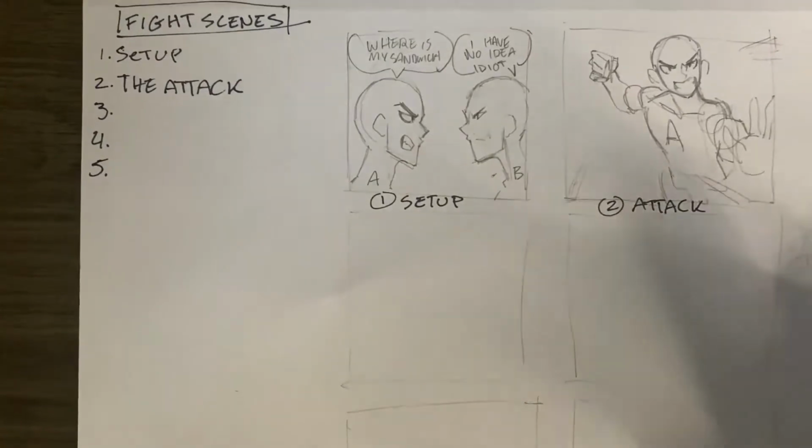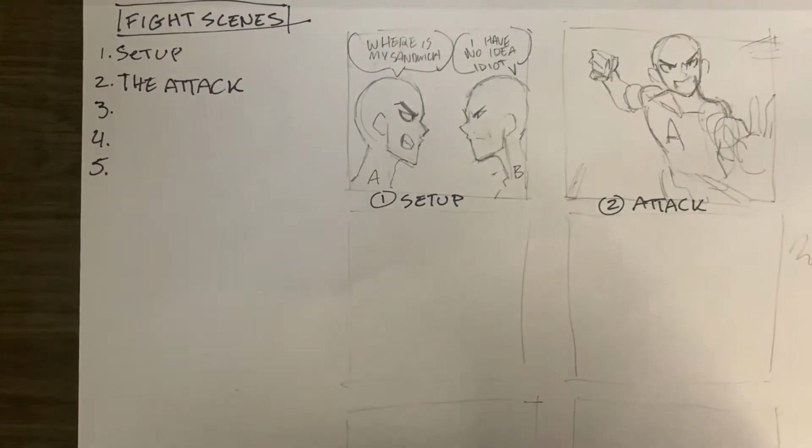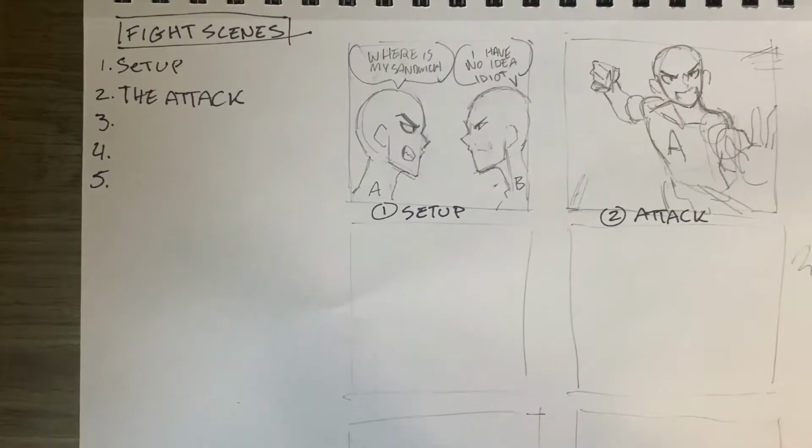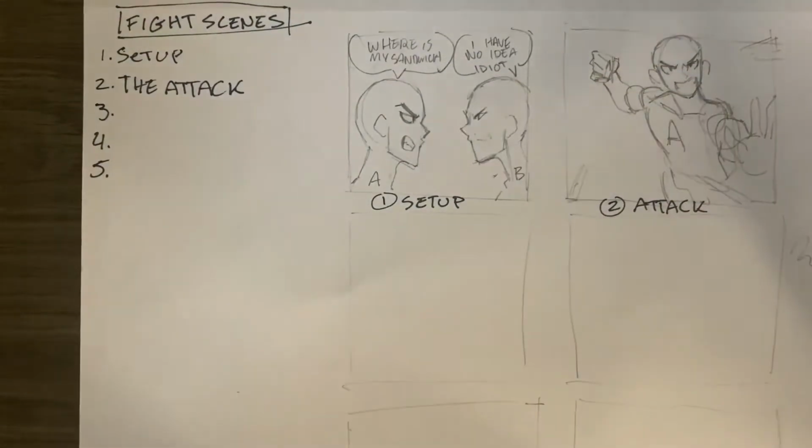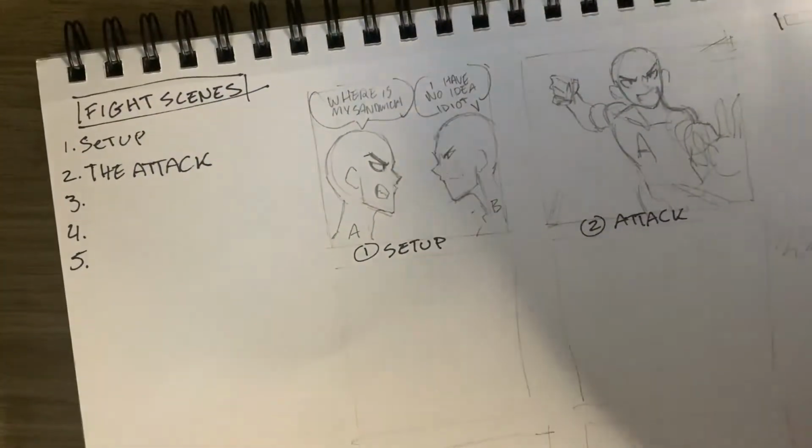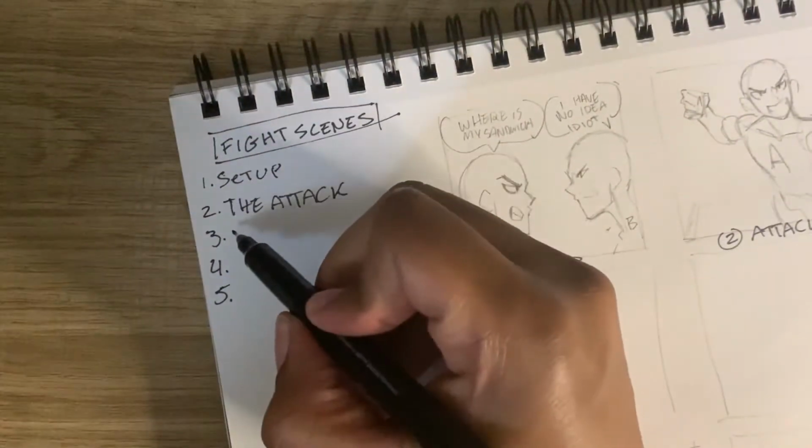And then step 3 would be the defense. So character B is not just gonna let character A hit him, right? So this is the defense.